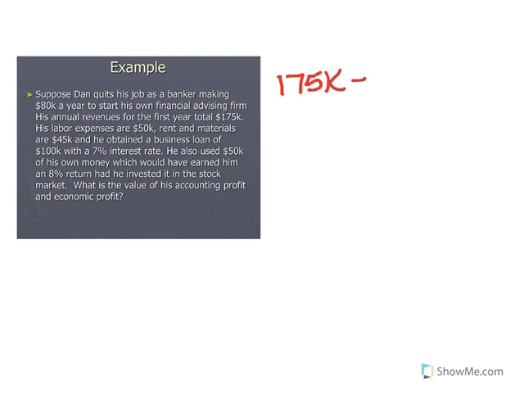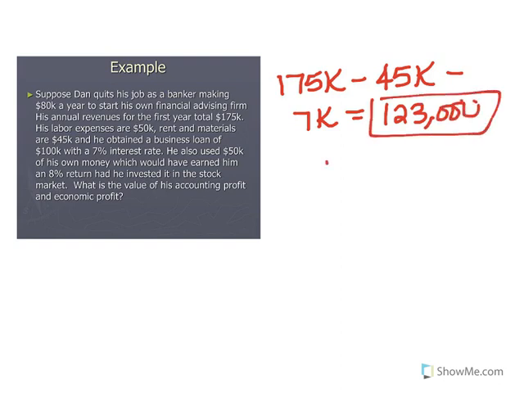And then it says that his rent and materials are $45,000, so we subtract out that explicit cost that he has to pay, and he obtained a business loan of $100,000 with a 7% interest rate. So that means he would have ended up paying $7,000 in interest. So $175,000 minus $45,000 minus $7,000 would be $123,000. So that would be the value of his accounting profit.